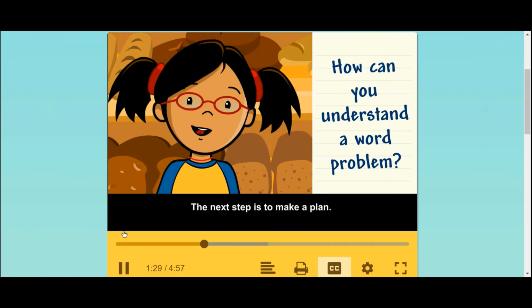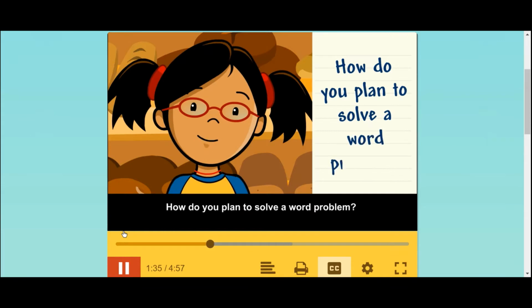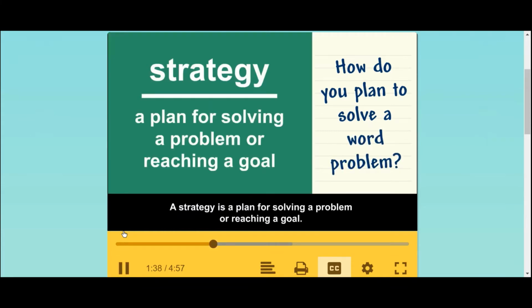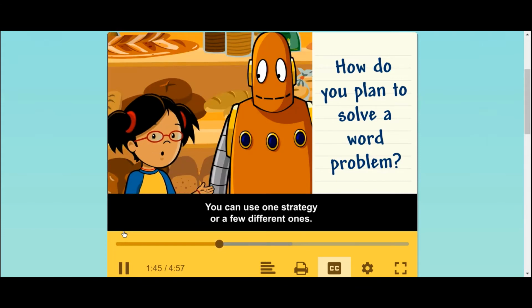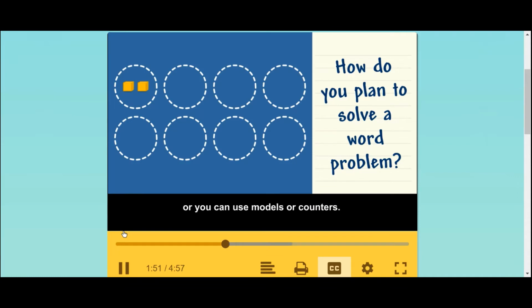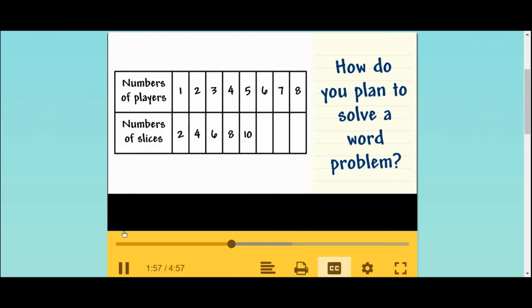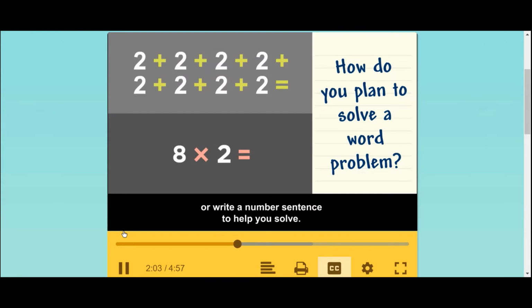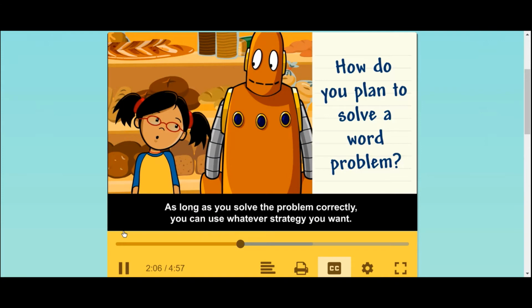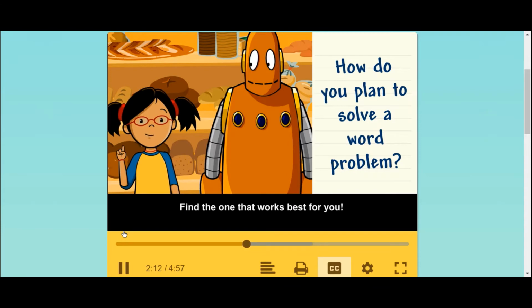The next step is to make a plan. How do you plan to solve a word problem? A strategy is a plan for solving a problem or reaching a goal. You can use one strategy or a few different ones. You can draw pictures, or you can use models or counters. You can even act out the problem. You can also make a table or chart, or write a number sentence to help you solve. As long as you solve the problem correctly, you can use whatever strategy you want. Find the one that works best for you.